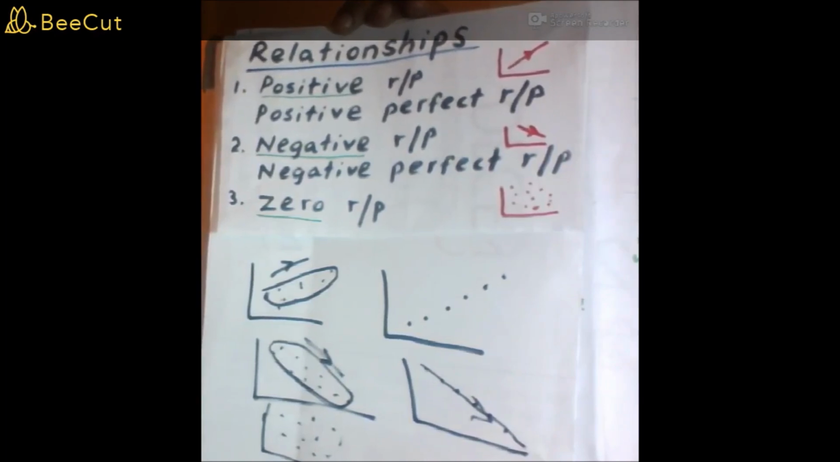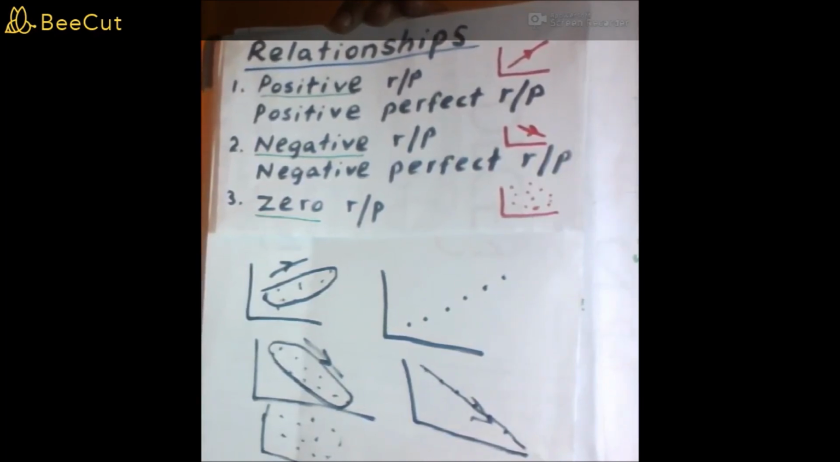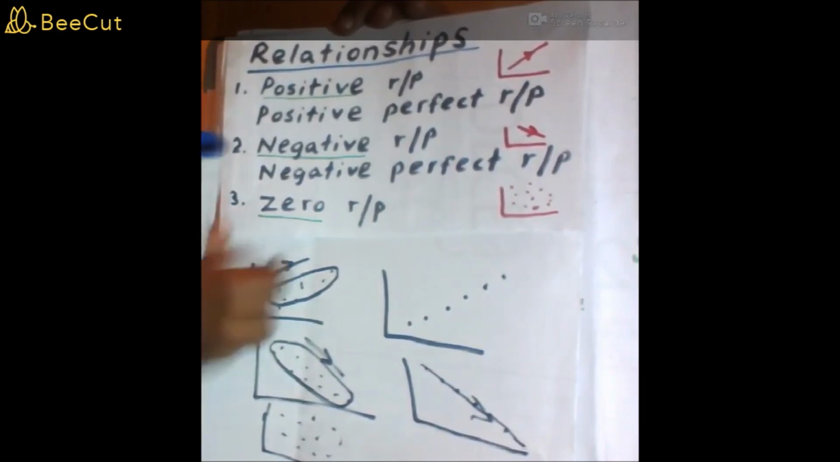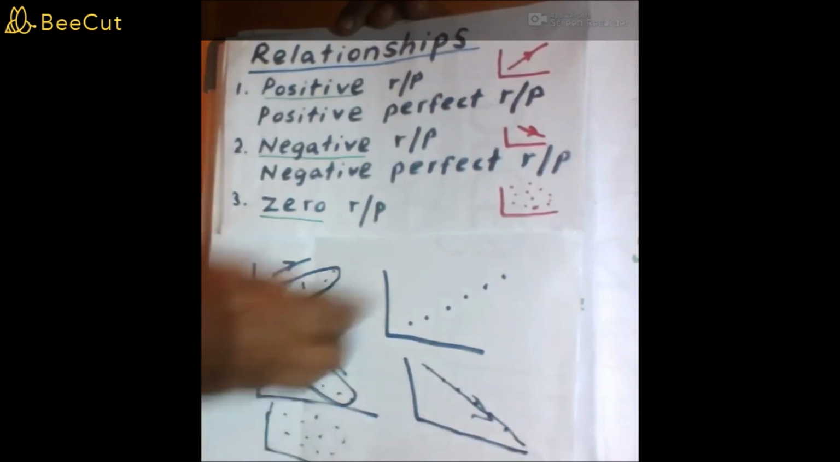So how many relationships are there? 5, but basically 3: positive relationship, negative relationship, and the zero relationship. Now we'll study them. Right. We'll take this one.